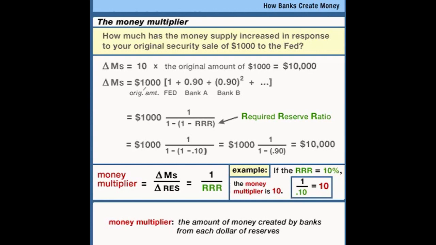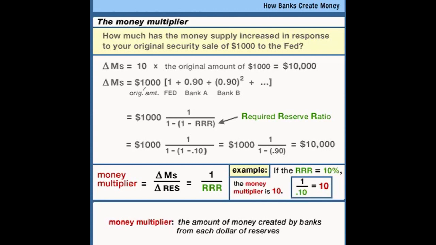The bigger the required reserve ratio, the more money each bank has to keep in its own vault, and the less it can lend, the fewer new checking accounts it can create. The smaller the required reserve ratio, the more banks can lend, and the more easily they can create checking accounts, turning a small amount of new reserves into a big increase in the money supply.